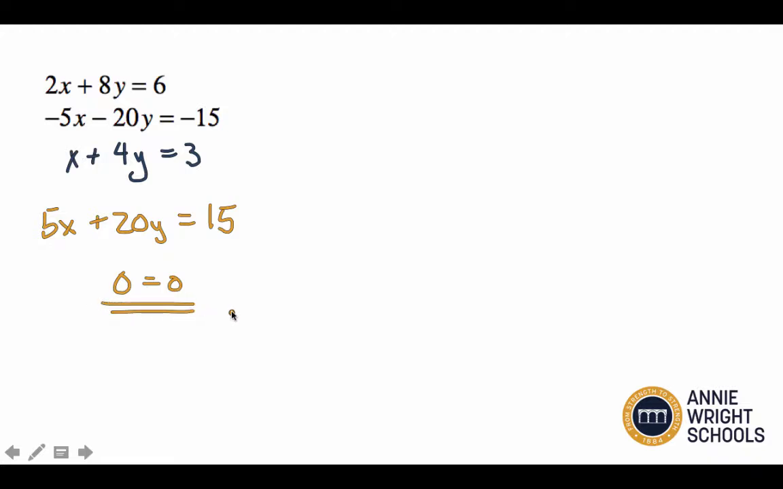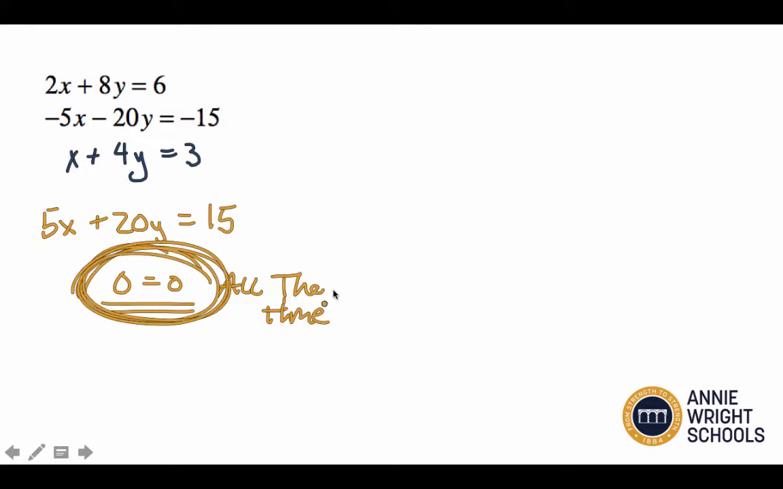Now, 0 equals 0. When does 0 equal 0? All the time. This is always true. So if you get something that's always true, like 0 equals 0, or 5 equals 5, or 7 equals 7, what you have found out is that these two lines are actually multiples of each other.